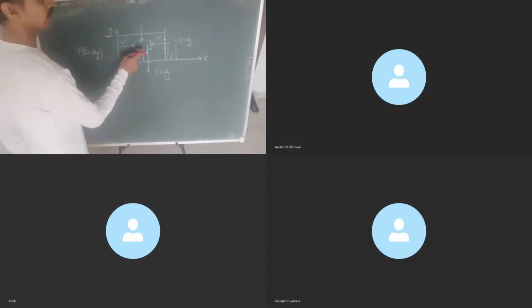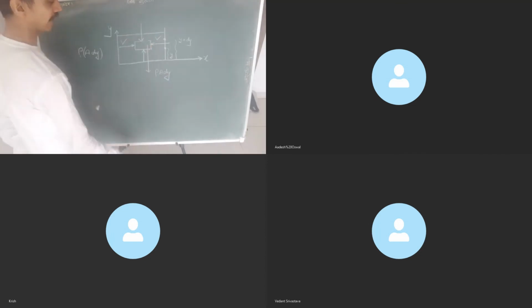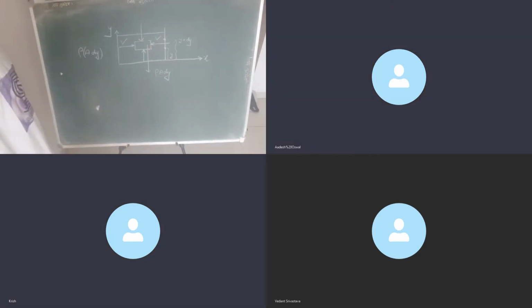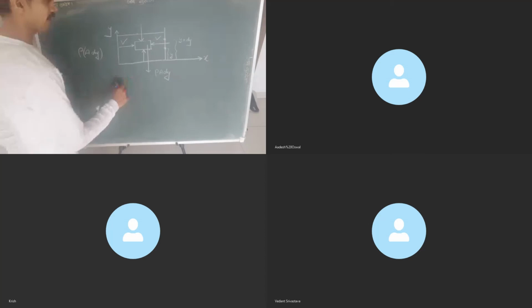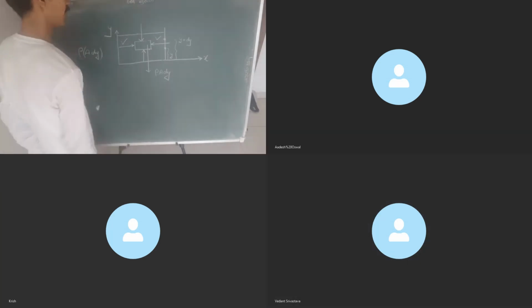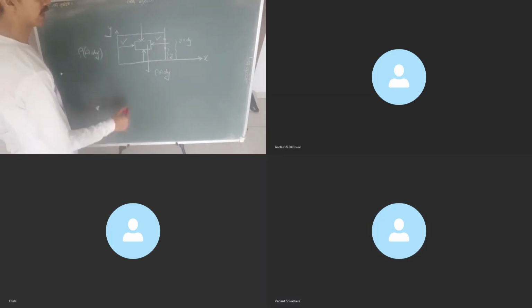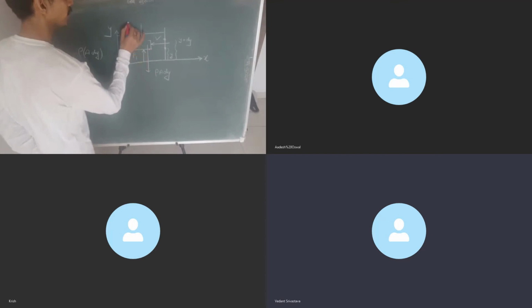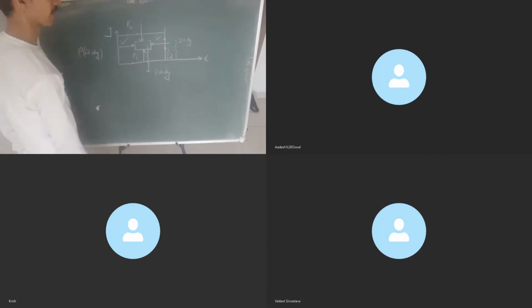So we cannot say this force is equal to this force. Otherwise, this cannot remain over here. This should sink, correct? So they are different. I take them differently. I write one force as P1, the other force as P2.